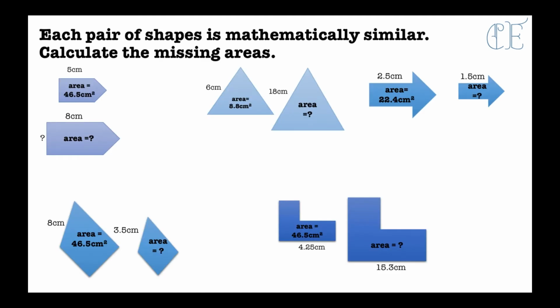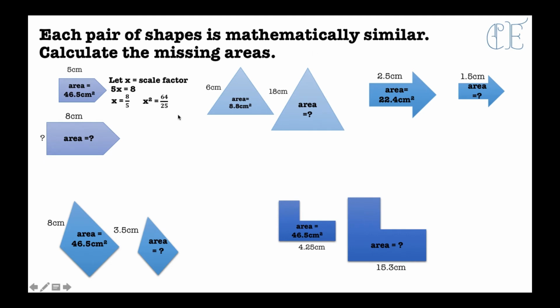Okay, so why don't you pause the video and have a go at finding the areas of these shapes. Okay, if you pause the video and had a go. So the first one, we need to get from 5 to 8 to find our scale factor. 5x equals 8, which means x equals 8 over 5.